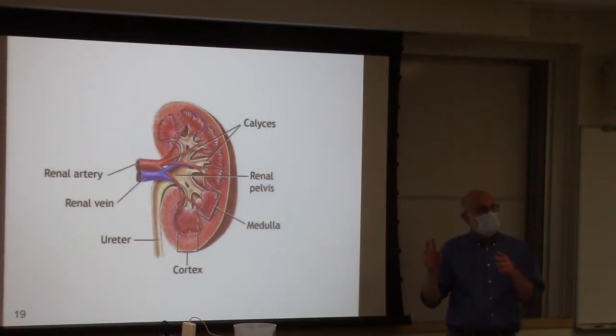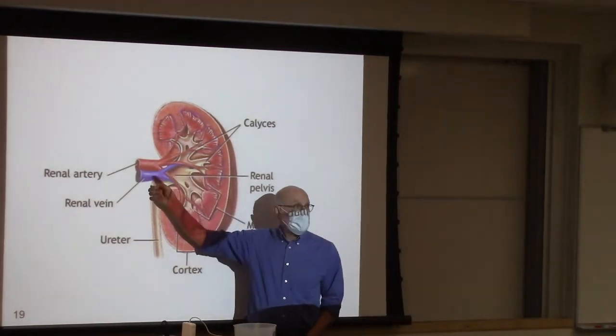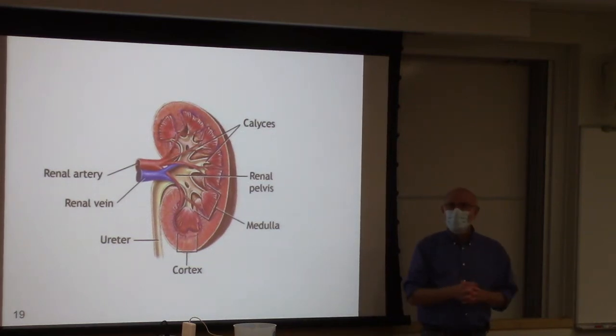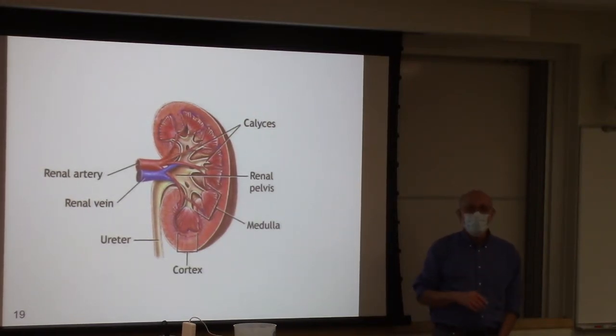But remember, this is systemic circulation. So now, arteries are red and veins are blue, whereas in the pulmonary circulation, which is the trick in the exam, arteries are blue and veins are red. Right? That's the difference between the pulmonary circulation and the systemic circulation. Some of you got tripped up by that.